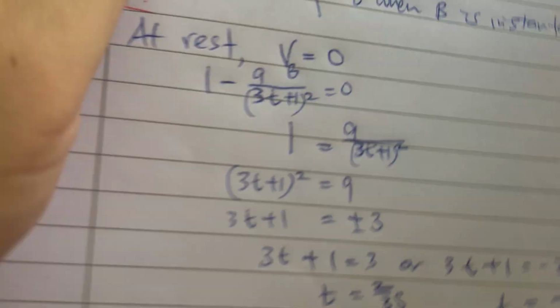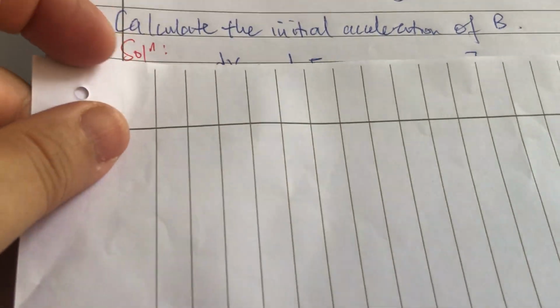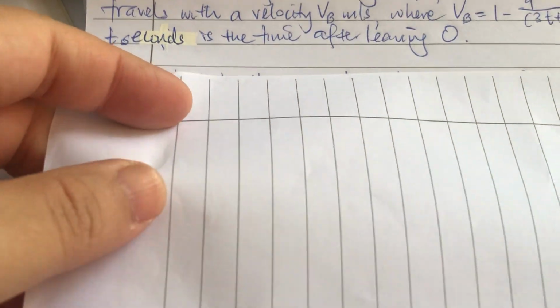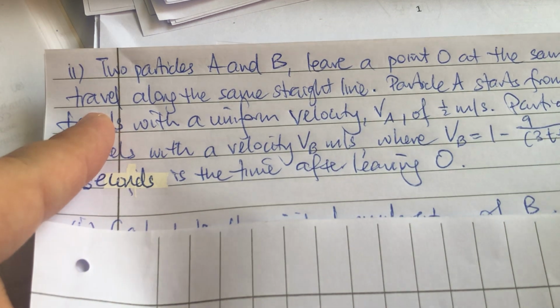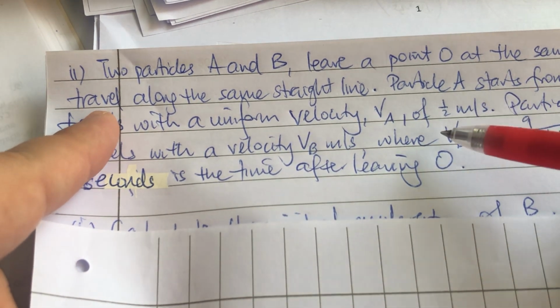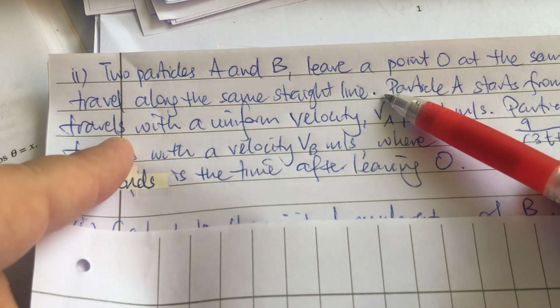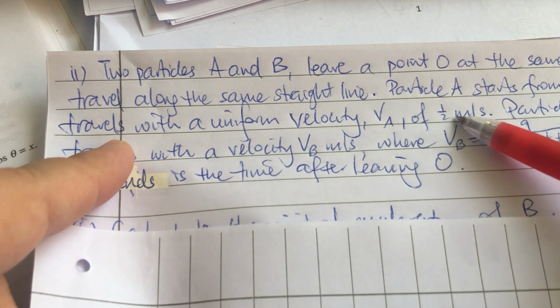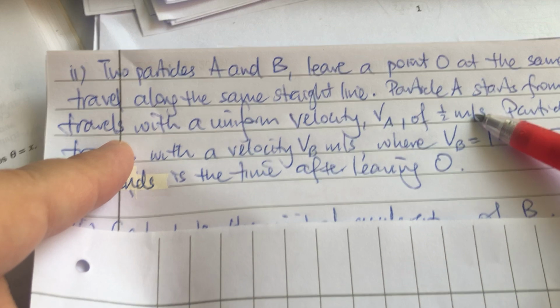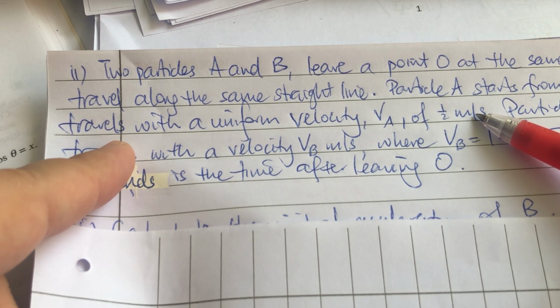Okay, now is this the last question already? Yeah, I think this is the last question. Not difficult, this last question. Two particles that leave a point at the same time. They leave at the same time and they travel along the same straight line. Particle A starts from rest and travels with a uniform velocity of this one.